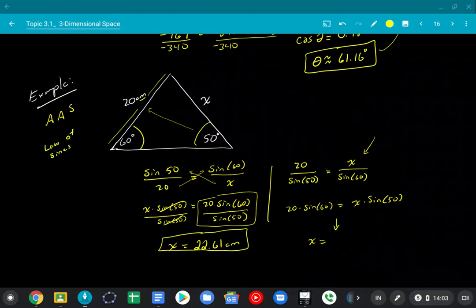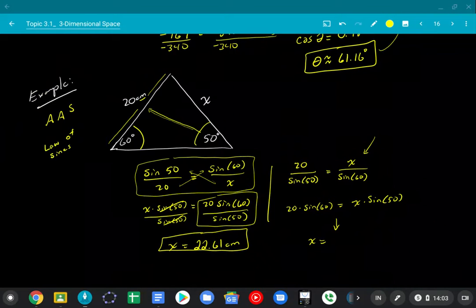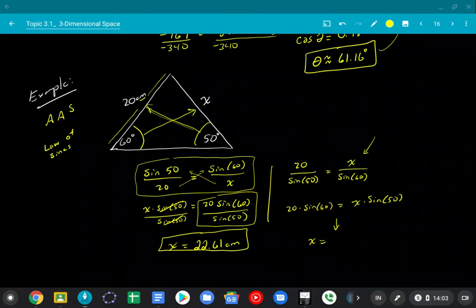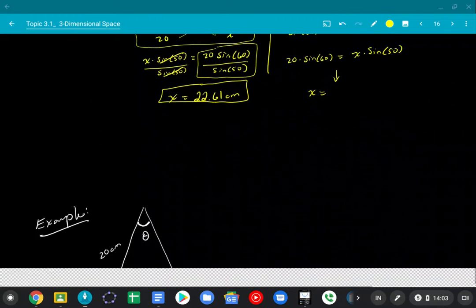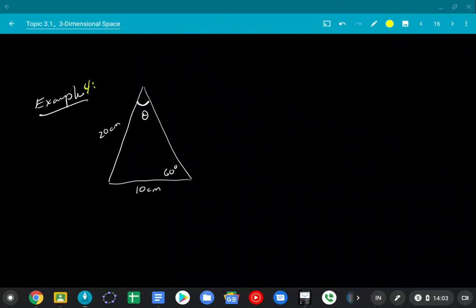All right. So that's just using the law of sines, just using this little setup, right? And so long as it's always this angle over its opposite side is equal to the sine of this angle over this opposite side, you're only going to have one variable and you're good to go. Let's try that one more time. But this time we're looking for an angle.